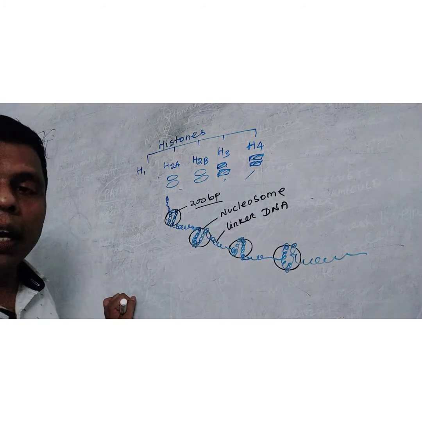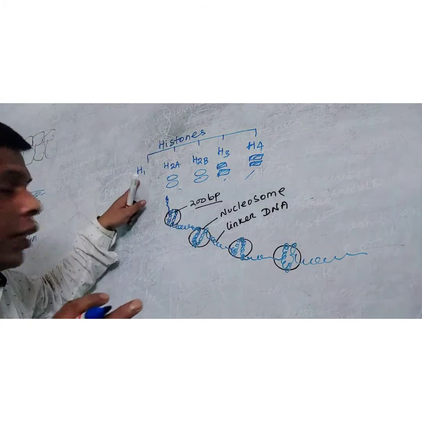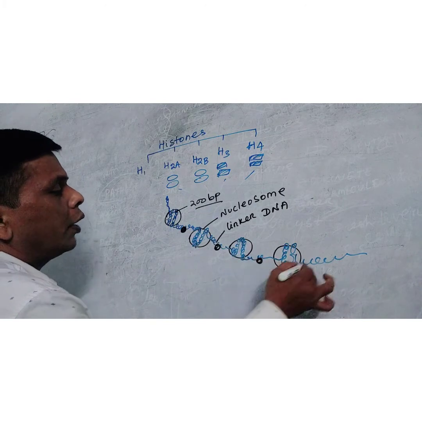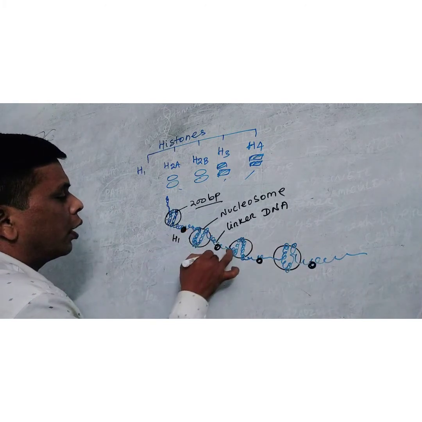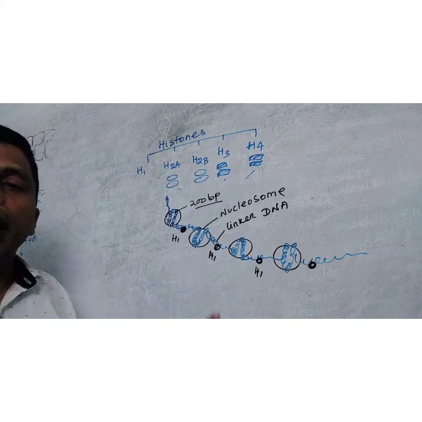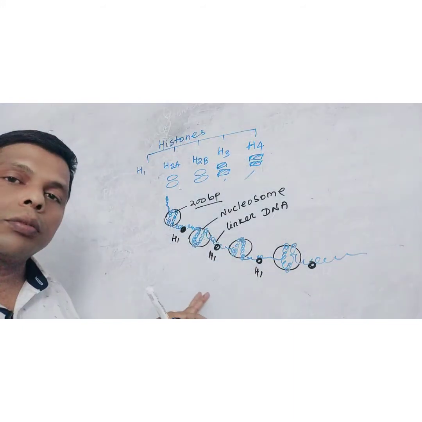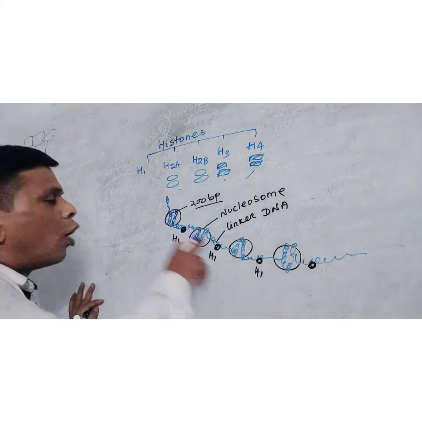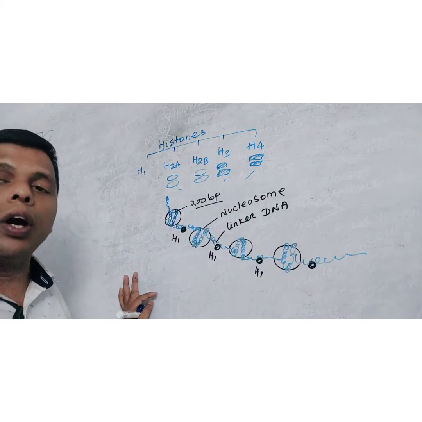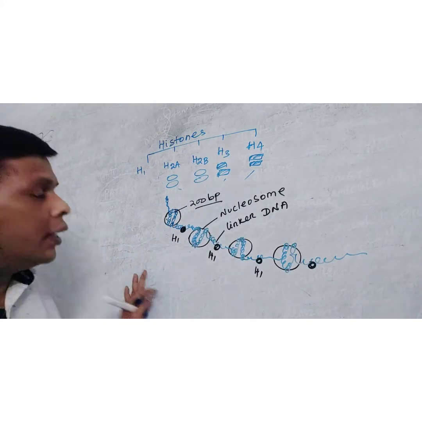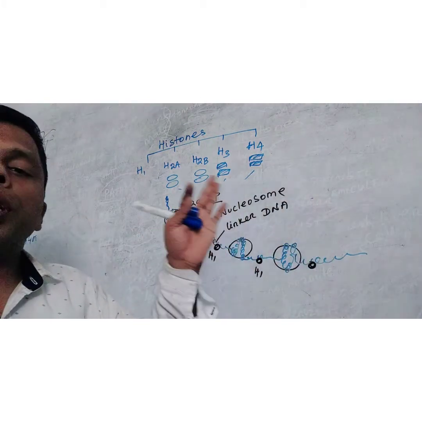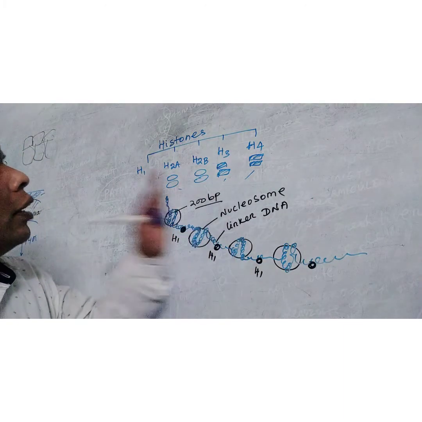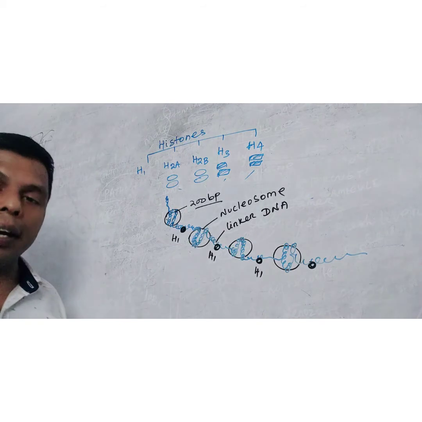To this linker DNA, the remaining histone, that is H1, is attached. H1 is attached here, here, and here. So H1 is present in the linker DNA. This is all about the wrapping of DNA, or the formation of chromatin. It is like beads on a string. So this forms the organization of DNA and histone.